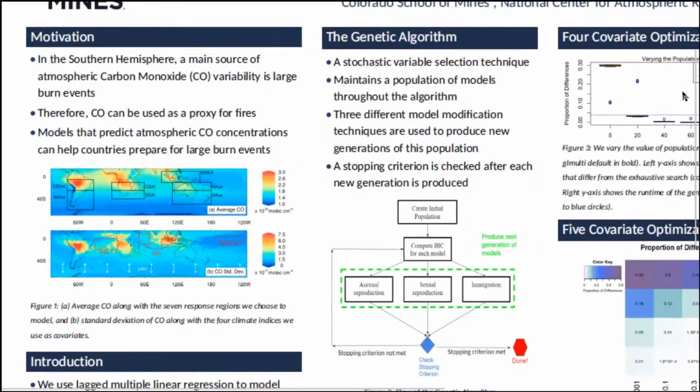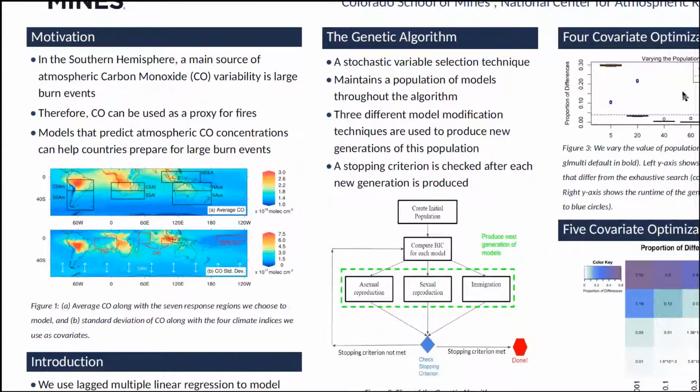The motivation for this project stems from the fact that in the Southern Hemisphere, a main source of atmospheric carbon monoxide variability is large burn events. Therefore, carbon monoxide can be used as a proxy for fires.